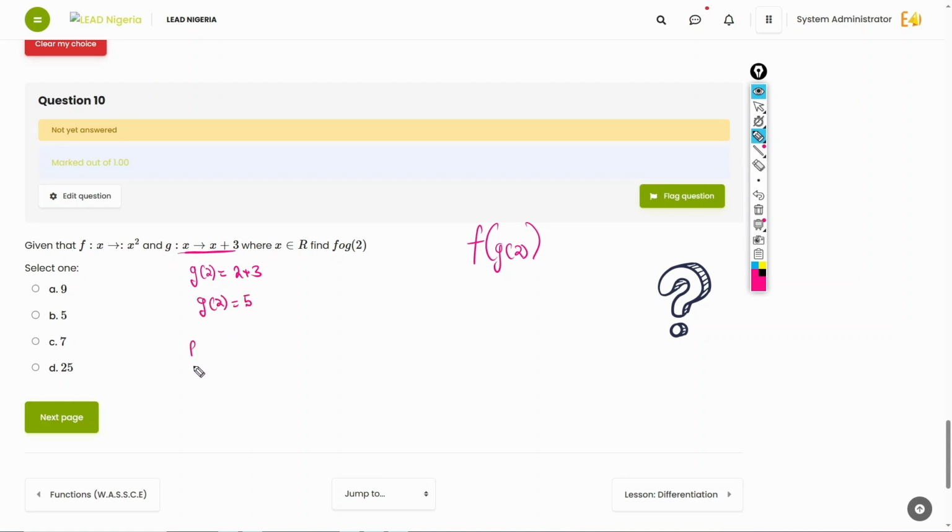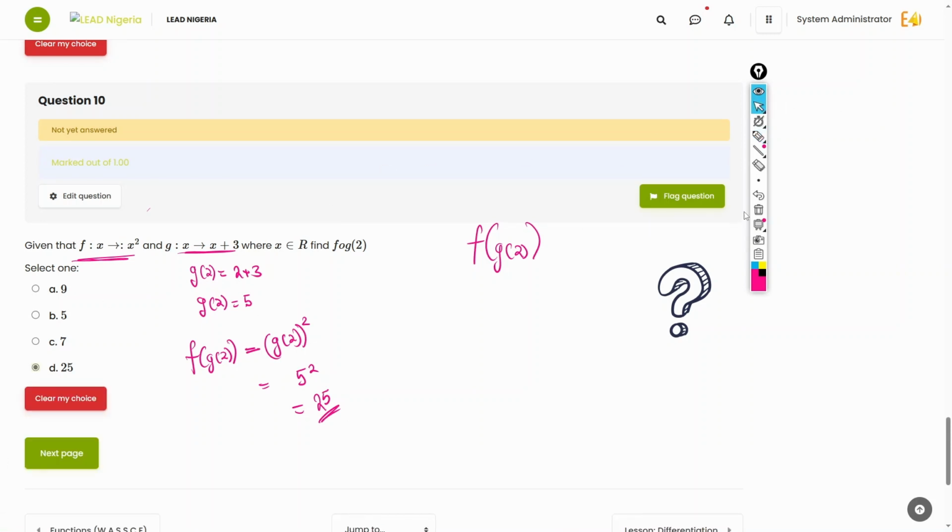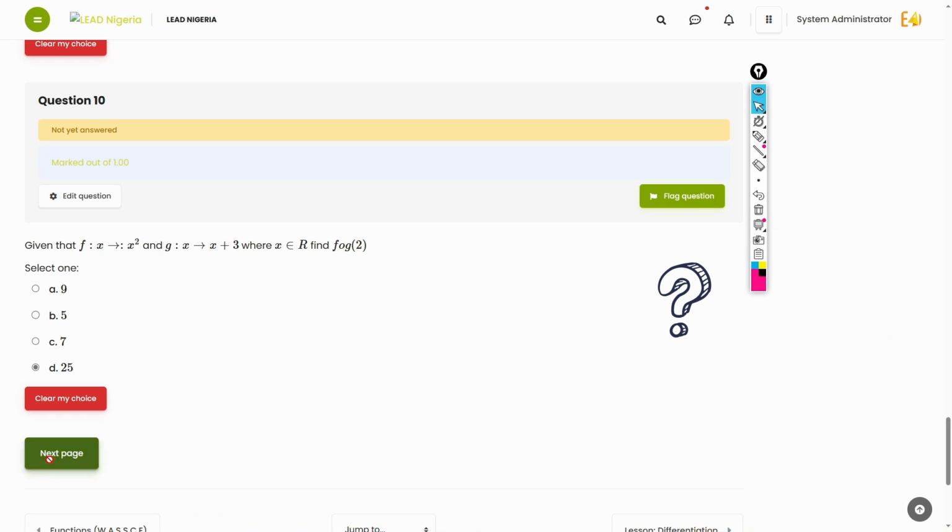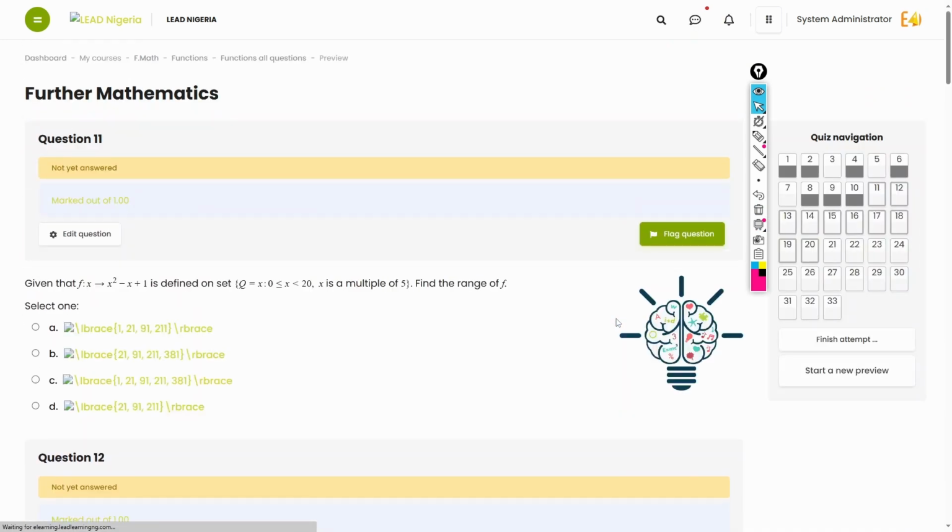Then I can now solve for f of g of 2, which basically means g of 2 squared, going by this, of course. So that would be 5 squared, which gives you 25. Okay, 10 questions done.